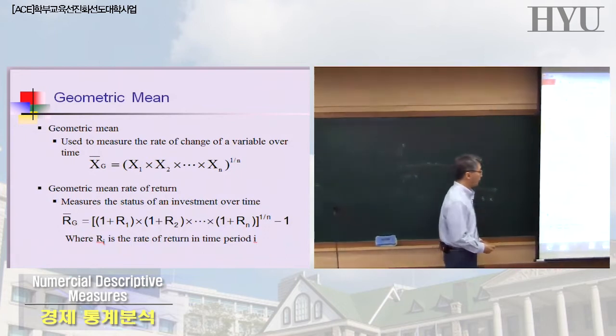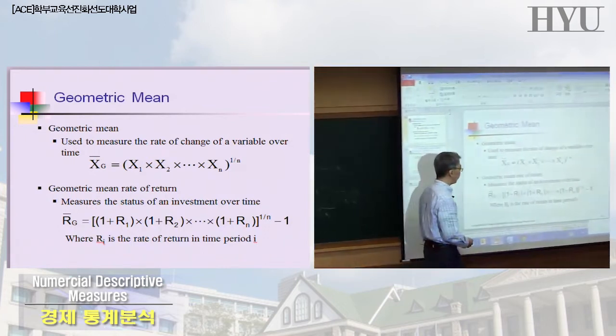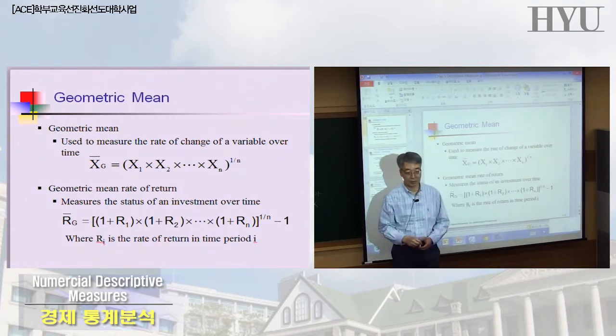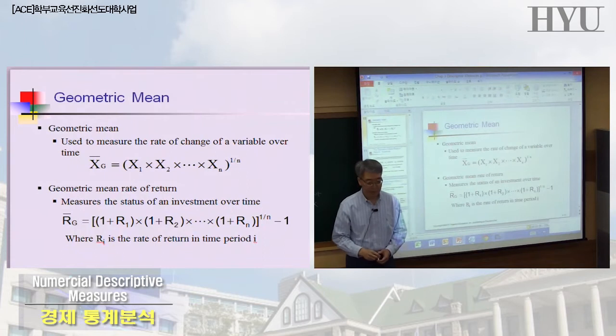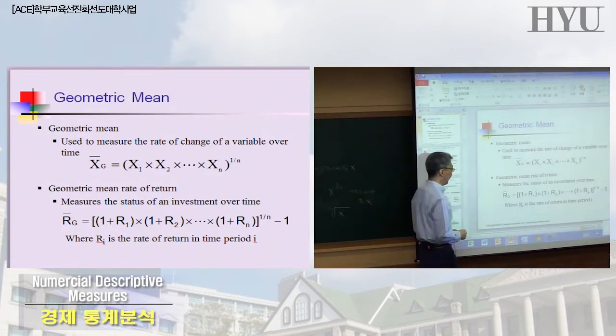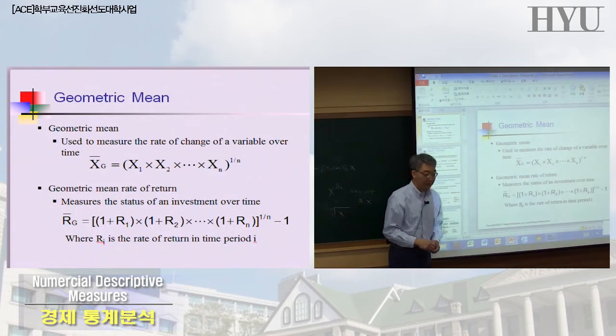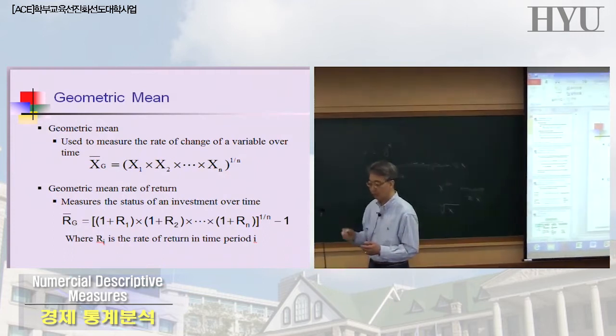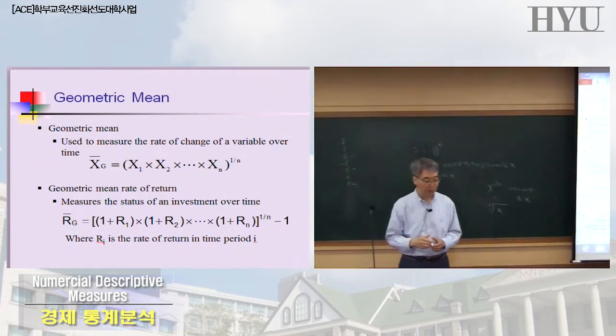So geometric mean is the nth root of the product. When you multiply all those numbers, it's also called the product, the product of all the observations. That's what we call geometric mean. So slightly different: instead of adding up and dividing by n, now you multiply everything and take the nth root. That's the geometric mean.